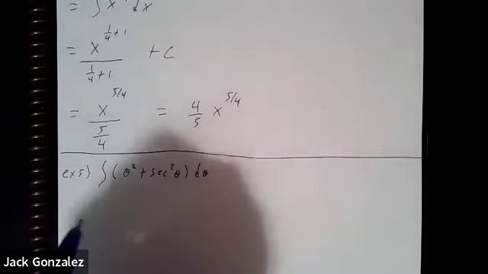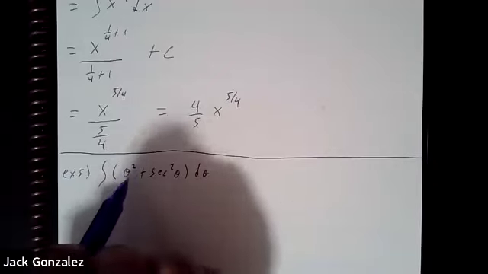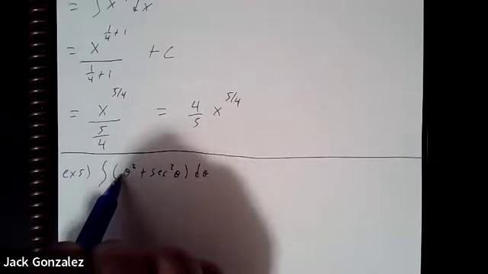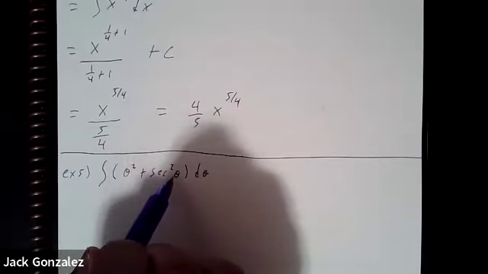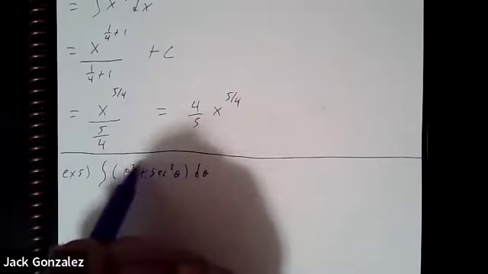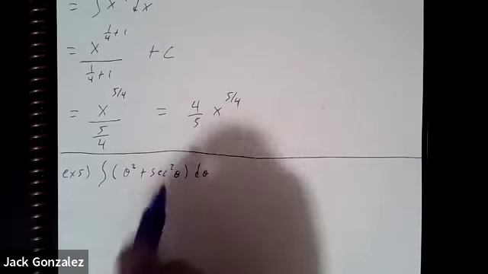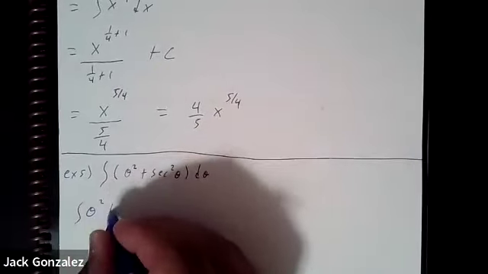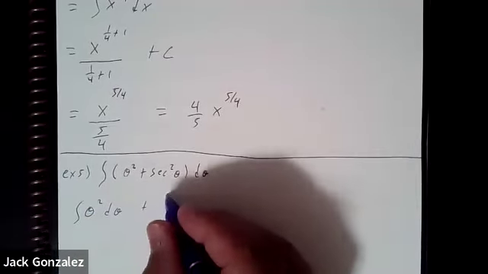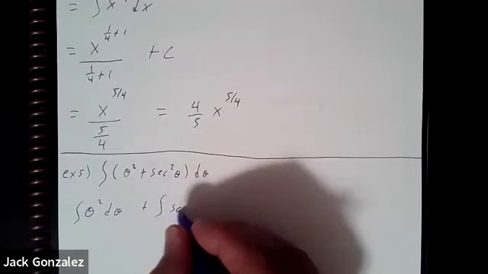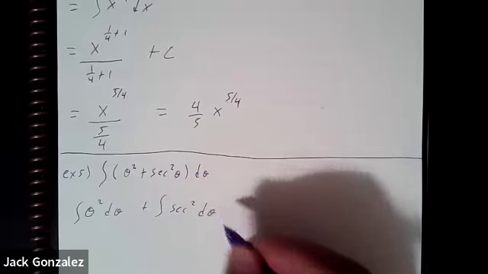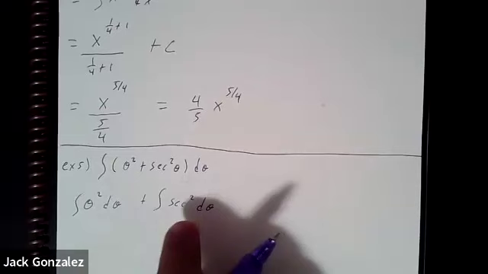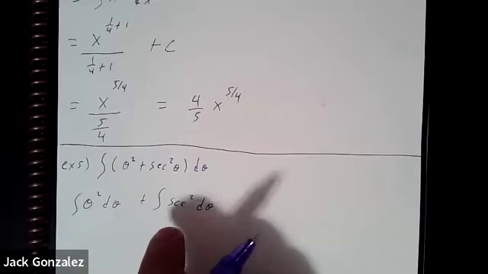Let's do a different type. Notice how here we have thetas instead of x's. Same stuff. Just theta, secant squared theta, d theta. So everything will be with respect to theta. So first thing we should do is separate the integrals. So this will simply be a power rule, right? This will be formula.